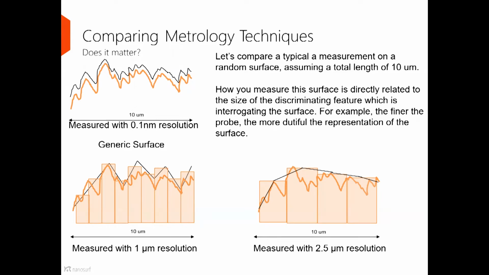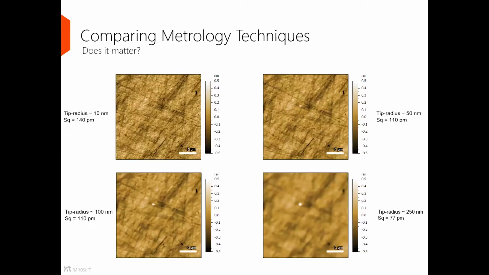If we increase the size of our discriminators to be about 1/10 of our measurement surface, we get a very different surface that the instrument is going to use as its measuring platform. And again, as the resolution decreases, our representation continues to change and change and change. So what does that kind of look like in practical terms?